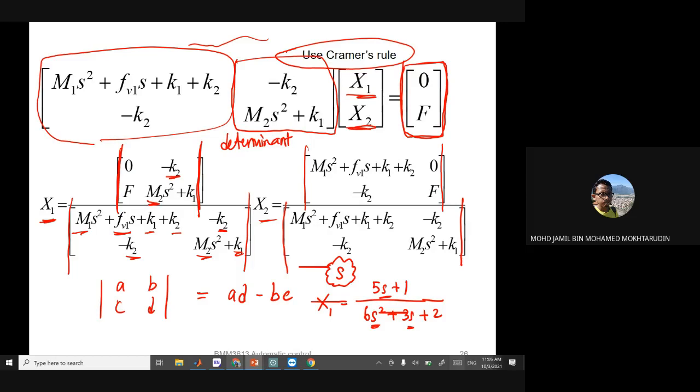You just treat S as a constant, like a variable. We don't substitute anything on S, okay? So make sure you take S as it is, okay?